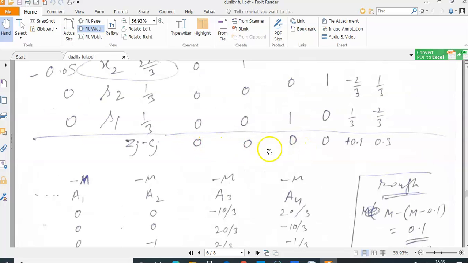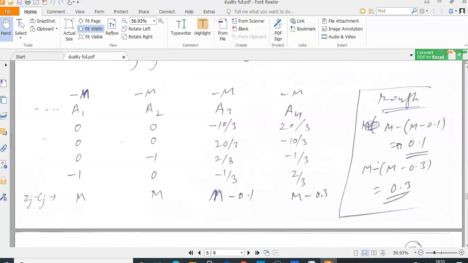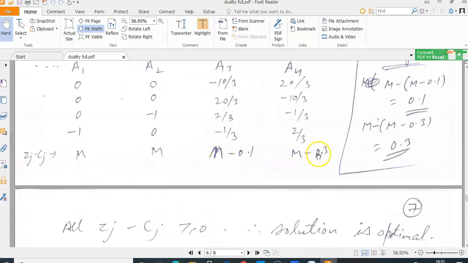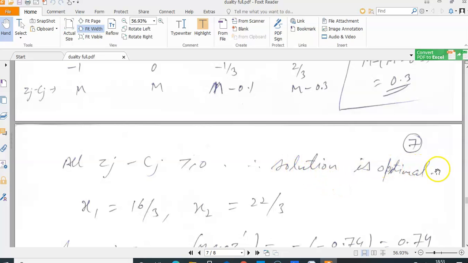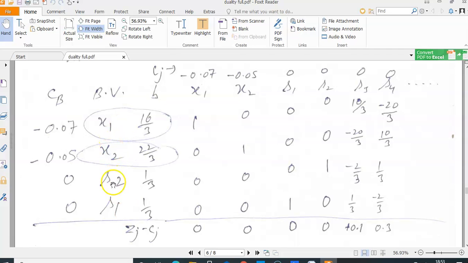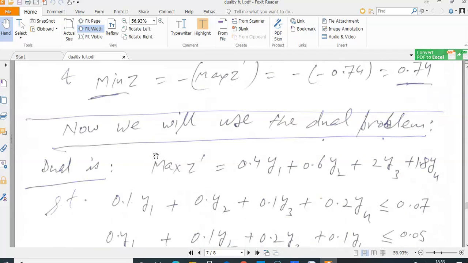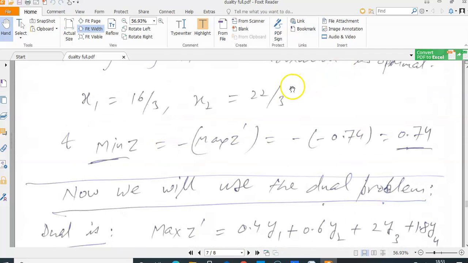We can see here 0, 0, 0, plus 0.3, plus 0.1, plus 0.3 M minus this, M minus this. So all the Zj minus Cj values are greater than or equal to 0. Therefore the solution is optimal. And what is that solution? X1 is equal to 16 by 3 and x2 is equal to 22 by 3. Minimize z is equal to minus of maximum of z, so this minus of this value is 0.74.